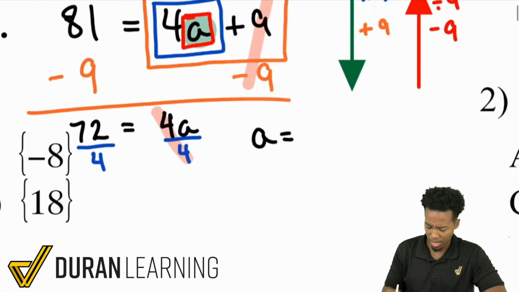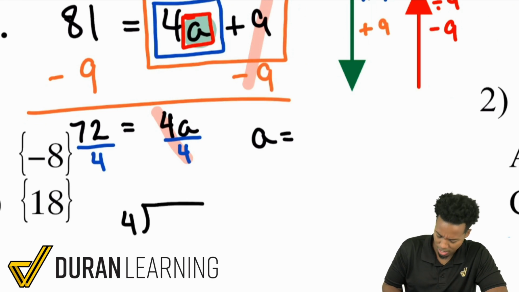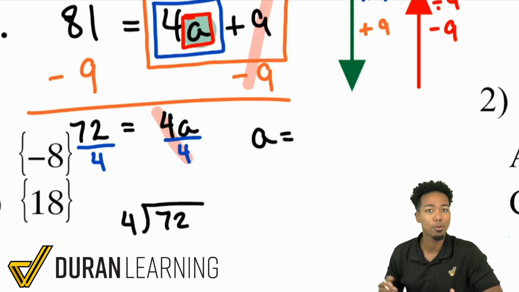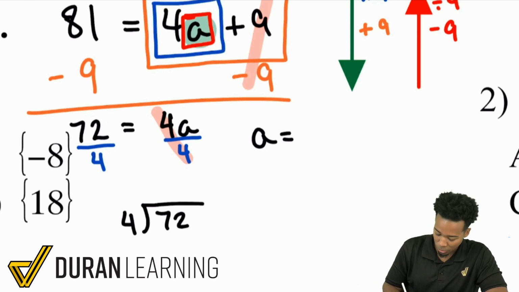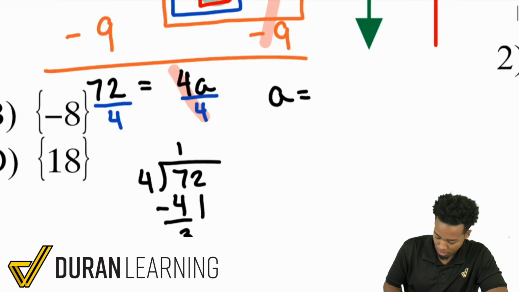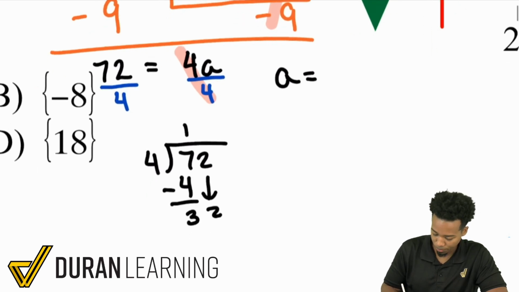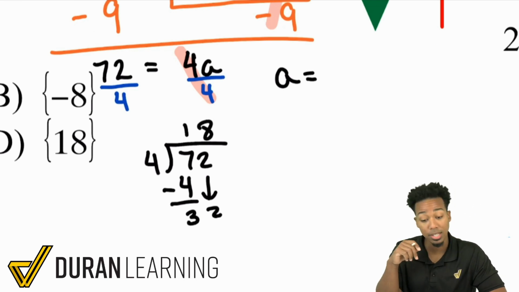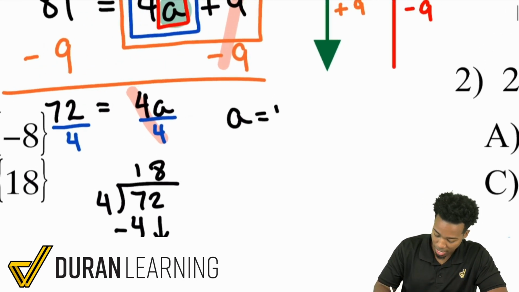If you needed to do that with long division, sure, go ahead. If you wanted to use mental math, sure, go ahead. I've taught you both techniques. It's all good. So 4 goes into 7 one time. Subtract that 4, you get 3. Bring down that 2. 4 goes into 32 8 times. And so you got yourself 18. So, boom, A equals 18.